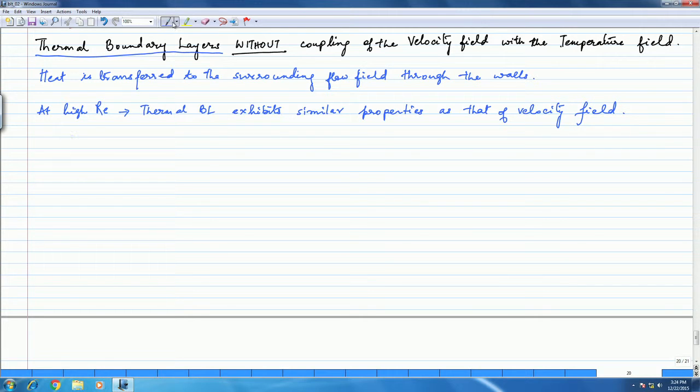Let me elaborate on that a little bit. For example, this is a flat plate that we are looking at, right, and say this is our velocity profile. So, this is our velocity profile.